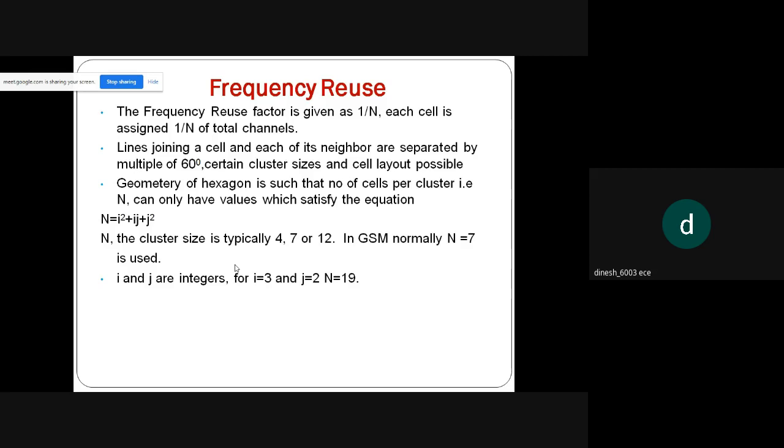For example, if I use i equal to 3 and j equal to 2, my N will become 19, applying the formula. Normally in the GSM standard, the Global System for Mobile, the frequency reuse factor is 7. So that is what I had shown you in the diagram.